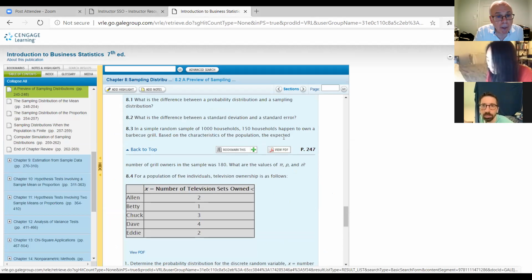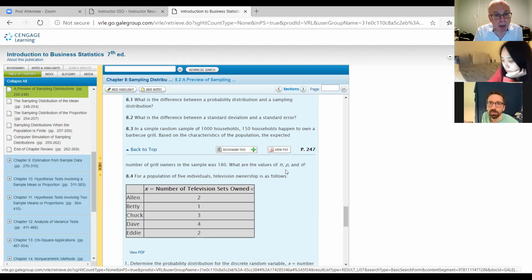Problem 8.3. In a simple random sample of 1,000 households, 150 households happen to own a barbecue grill. And it says, based on the characteristics of the population, the expected number of grill owners in the sample was 180. What are the values of pi, p, and n?